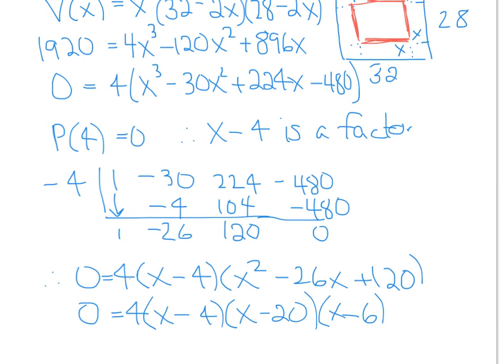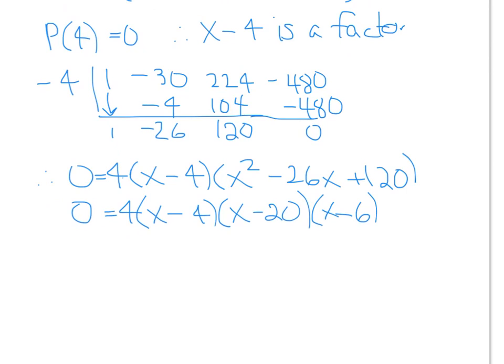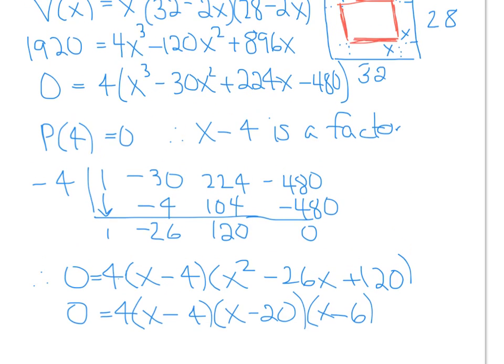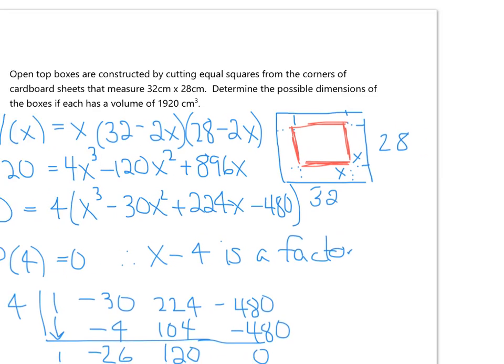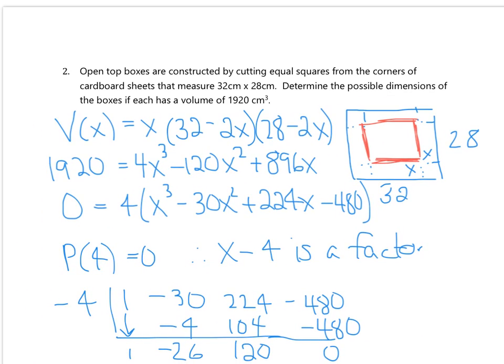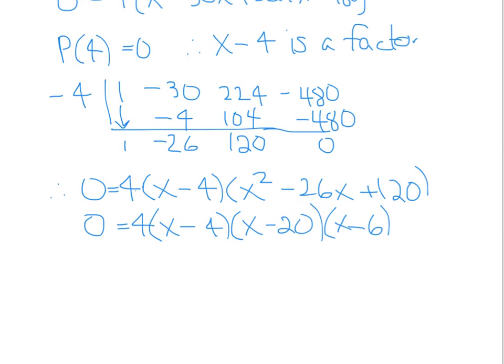If we continue through and solve for x here, we can see that we have three possible solutions: x equals 4, x equals 20, and x equals 6. Just before we go any further, think about that x equals 20 for a minute, because if you look at our picture, if x was actually 20 here, then we wouldn't actually have a width or a length for the box. So that would result in negative dimensions. So we're actually going to ignore the x equals 20.